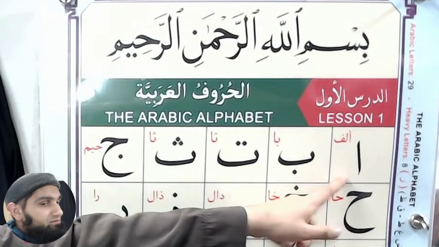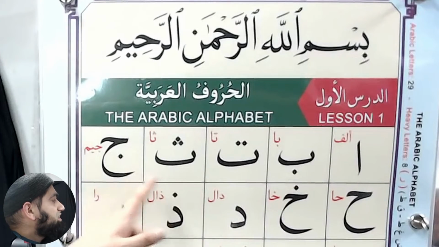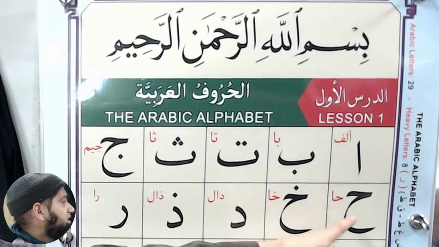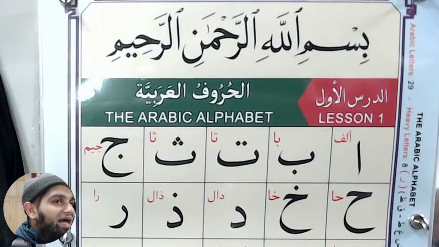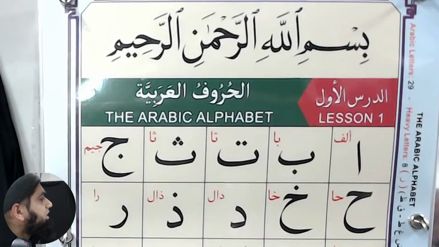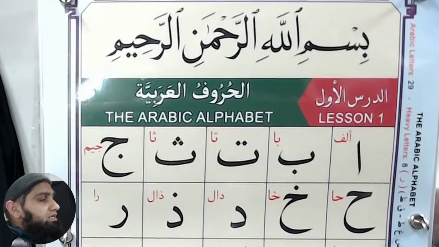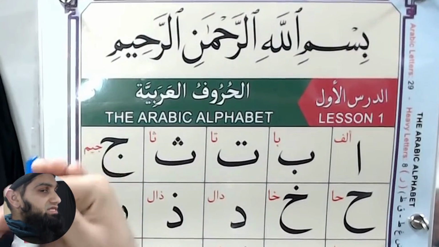Jeem. Alif, ba, ta, tha, jeem. Next letter has alif at the end of it. Ha, ha, ha. Now this letter comes from the middle of the throat, from the epiglottis.